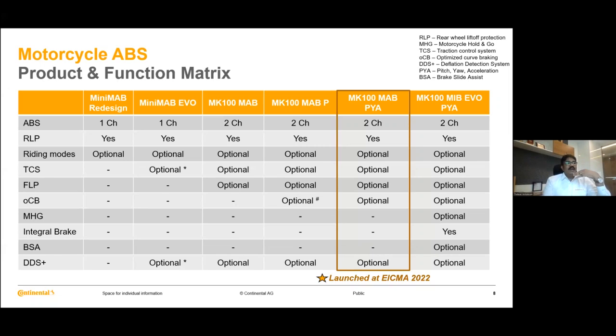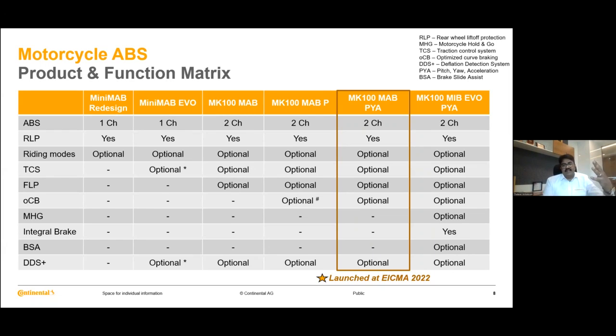Here you can talk about pitch, yaw, and acceleration, which can be measured using that particular sensor. By this, the control algorithms can be optimized in such a way that you can get into more safety regions. This is introduced for the first time, and maybe India will come a bit later, but already in the European bikes, these sorts of functions are being talked about and will be introduced soon.